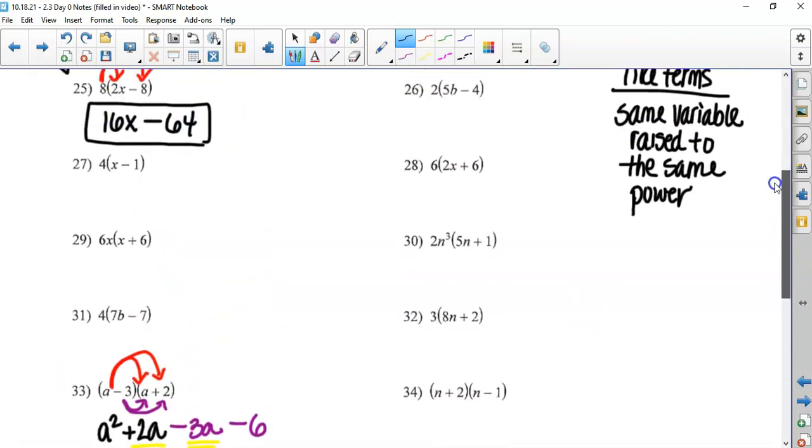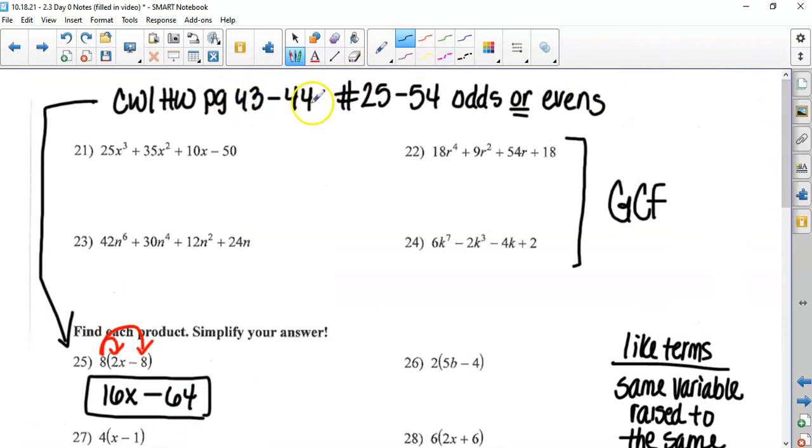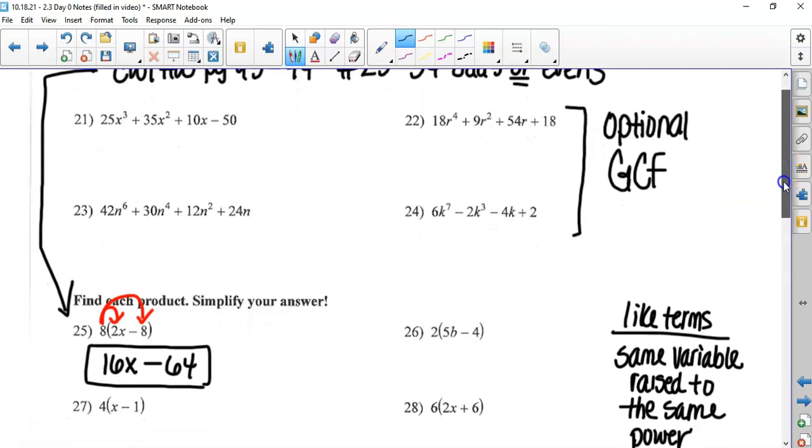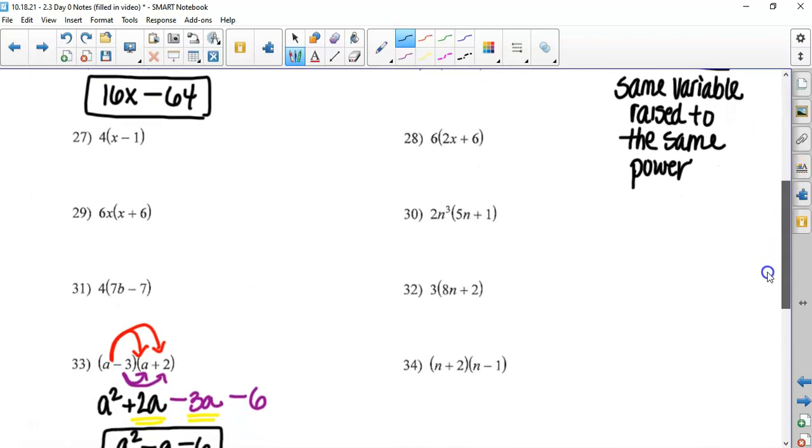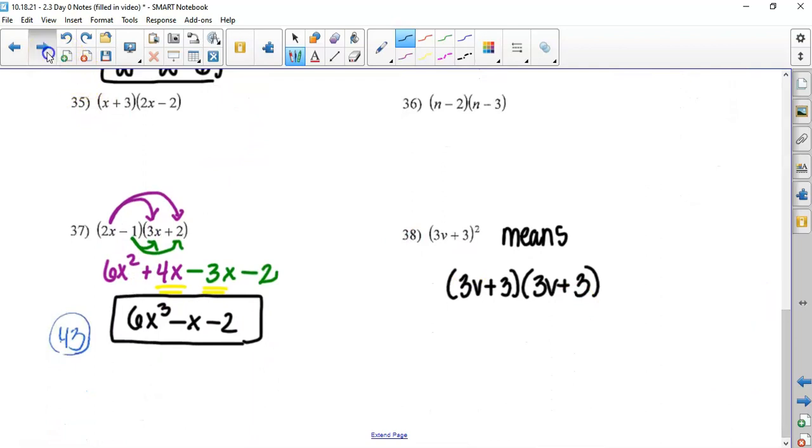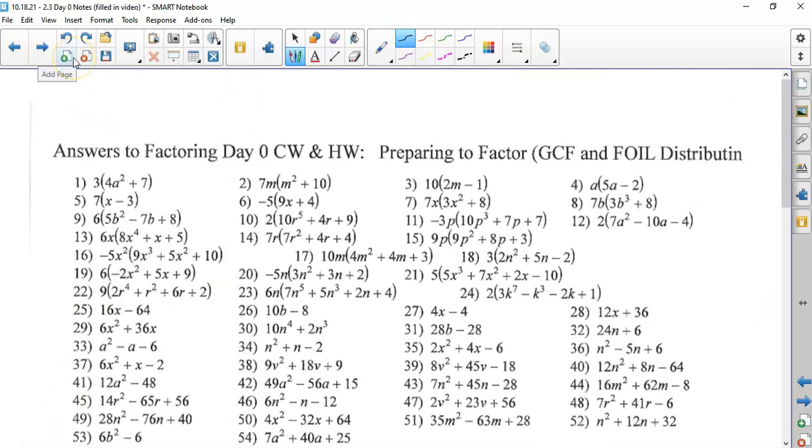So classwork/homework for the remainder of class is page 43 to 44, numbers 25 to 54, unless you want to work on these GCF questions too. That's optional. 25 to 54, odds or evens. So basically pick the left column or the right column. And what's really nice is on page 45, you have the answer key. So as you're working on your classwork/homework, you are able to instantly go check your answers, either one at a time or a column at a time, whatever you prefer.